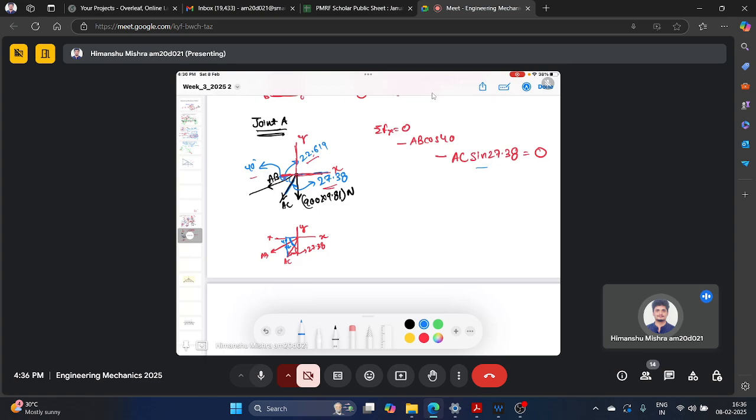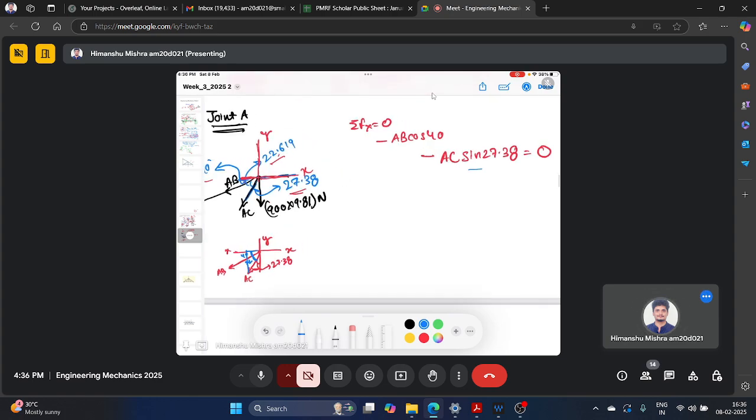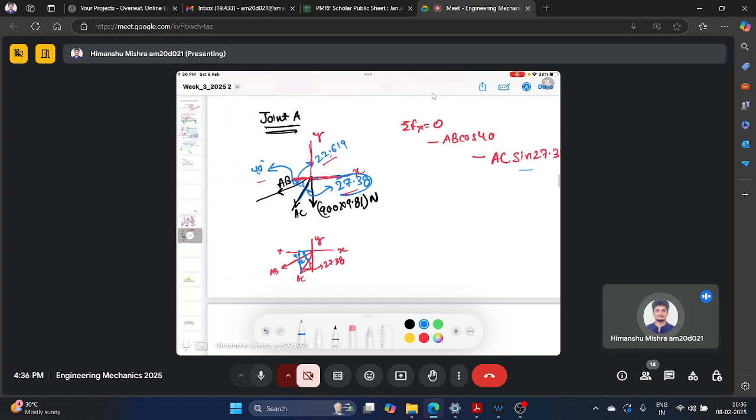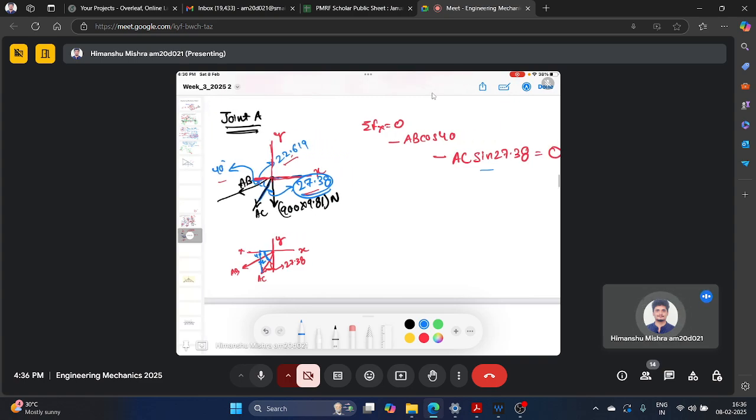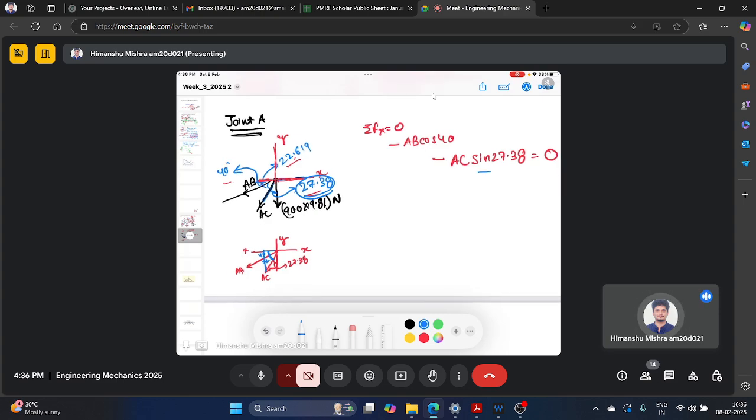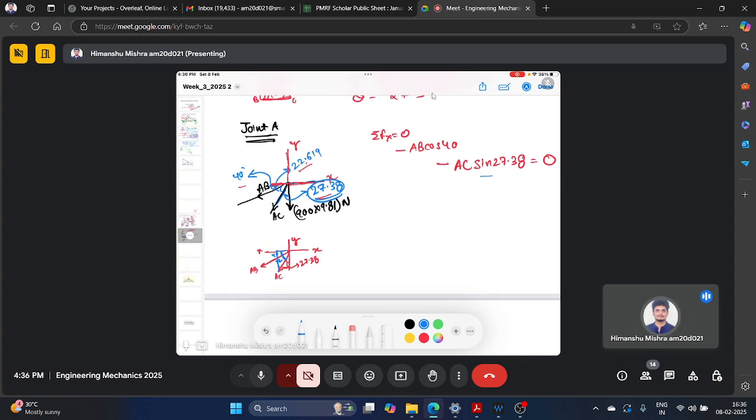Since you have multiple angles, you can write the equation in multiple manners. You just need to learn the concept, so you will not confuse yourself. Both will give the same result. So it will be AB cos 40 minus AC sin 27, because I have used this angle. You can also write it in multiple ways. You just need to know the concept. That's all. So I need another equation because we have two unknowns.